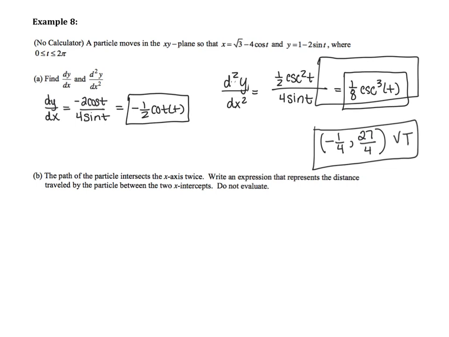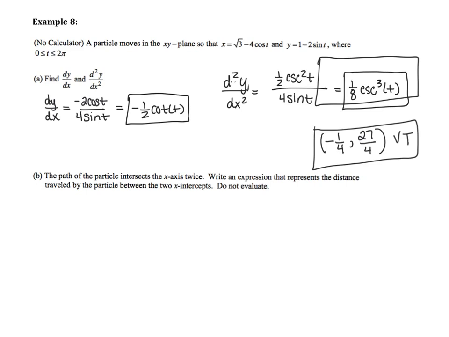It's great that you have these examples 7 and 8 back to back, so you can see the difference between working in vectors and dealing with vector velocity and vector acceleration versus my derivative with respect to x, dy/dx, and the second derivative with respect to x. All right, last thing, it says the path of a particle intersects the x-axis twice. Write an expression that represents the distance traveled by the particle between the two x-intercepts.